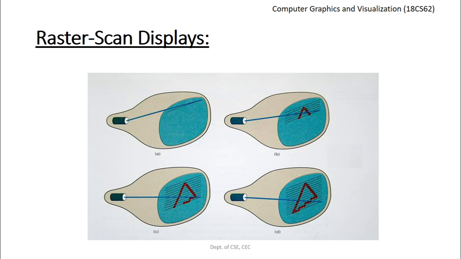A property of the raster scan is the aspect ratio, which is defined as the number of pixel columns divided by the number of scan lines that can be displayed on the screen. In black and white systems, the frame buffer storing the values of the pixels is called a bitmap. We maintain a bitmap to store the values of the pixels. Each entry in the bitmap is 1 bit of data which determines the intensity of the pixel: on, represented by 1, and off, represented by 0.